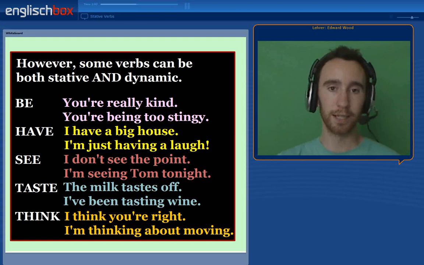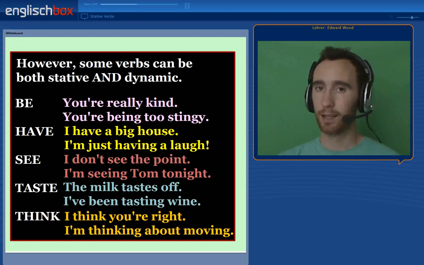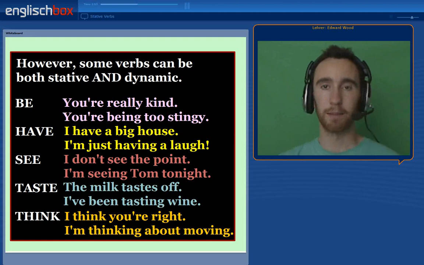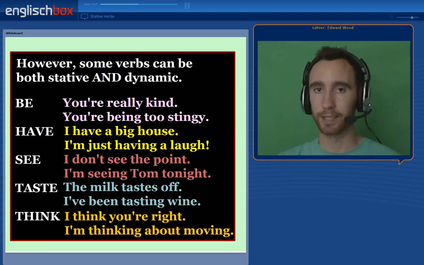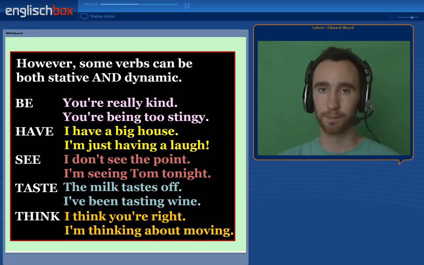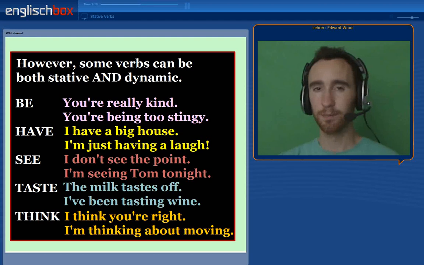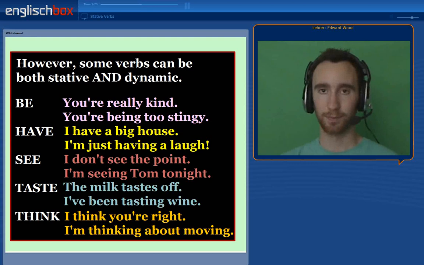Firstly, the verb to be, you're really kind. In this first example, it describes a personality trait or characteristic that is fairly constant. You're being too stingy. This describes something in the moment. He's behaving or acting too stingily. He's not being generous enough.